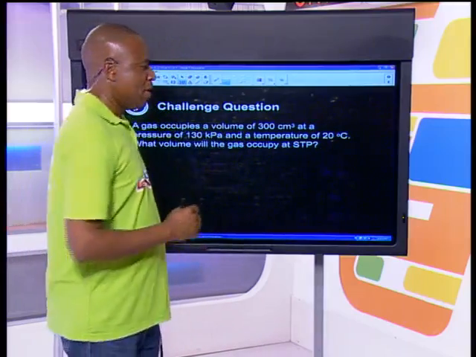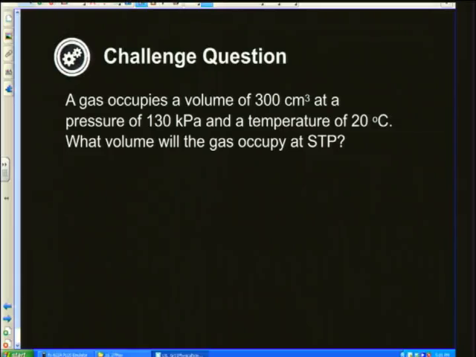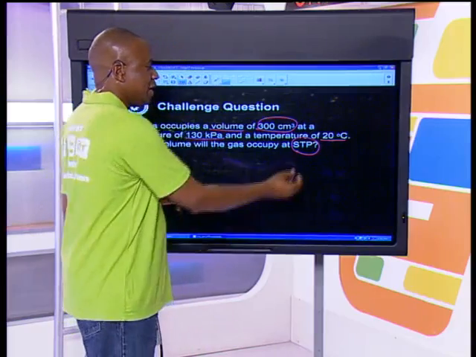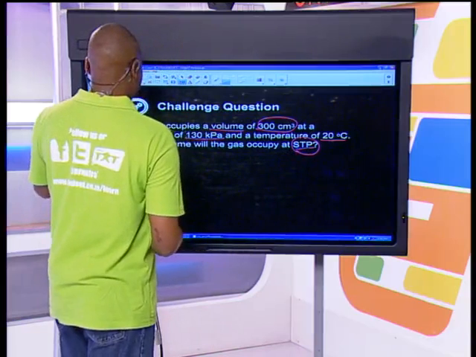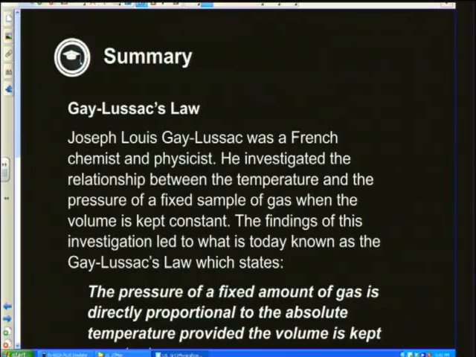Now, check carefully. I'm coming to you with your challenge question for today. It says, a gas occupies a volume of 300 cubic centimeters at a pressure of 130 kilopascals and a temperature of 20 degrees Celsius. What volume will the gas occupy at STP? So you need to know what is meant by STP. You are expected to work out the volume that will be occupied by this gas when it is under standard temperature and pressure.